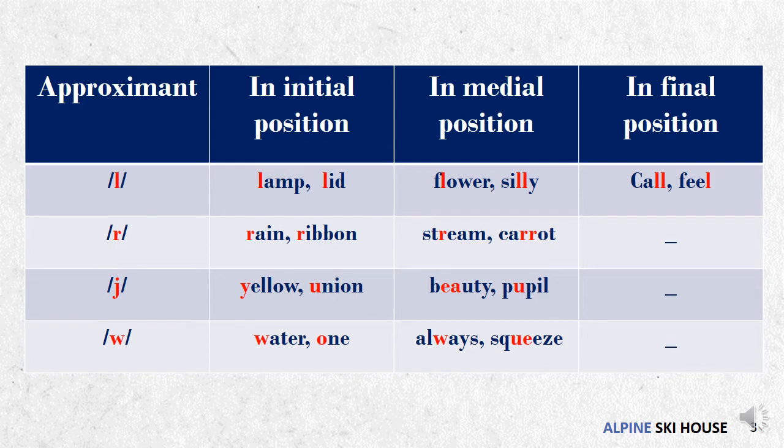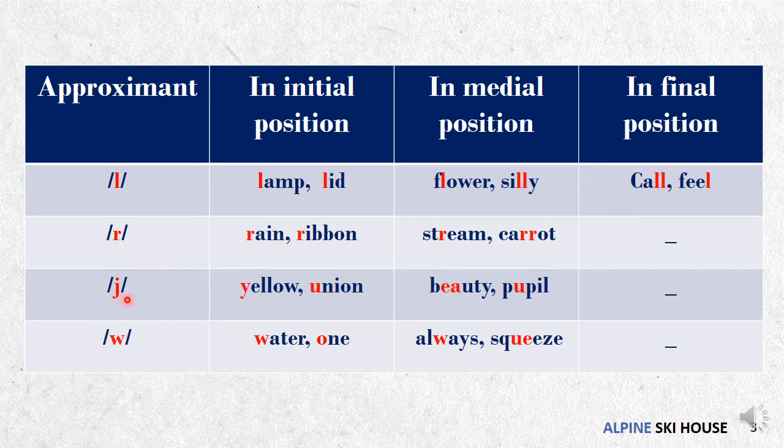Let us look at the following examples so that we can have a better understanding of an approximant. Approximant sounds can come in the initial position, in medial position and final position. So an L sound, like lamp or lid. The R sound, like rain or ribbon. The Y sound, yellow or union.